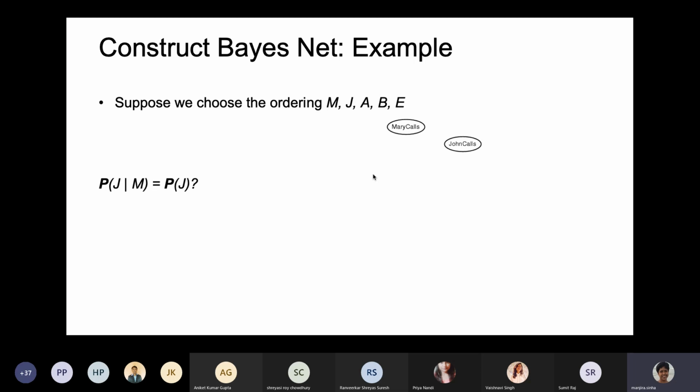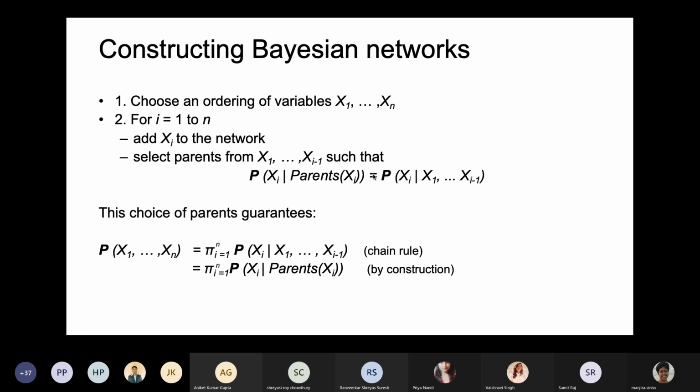So let us go back. Ma'am, I have a question. Yes. Ma'am, for any ordering of variables, will this guarantee the correct probability? Because let us say that if the parents come afterwards, after the child nodes, then the conditional probability will not become correct.